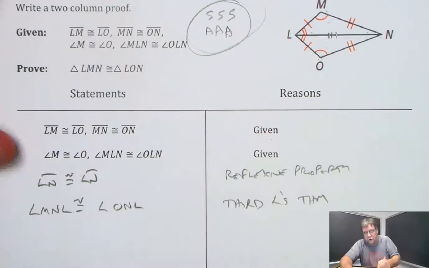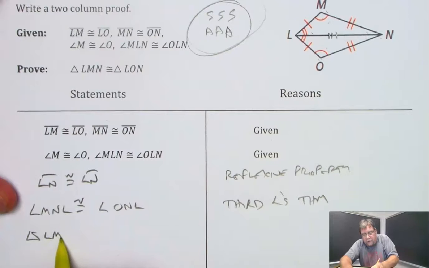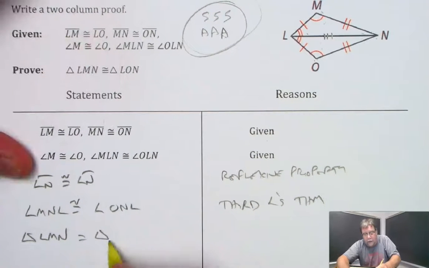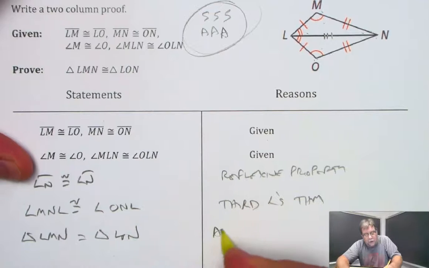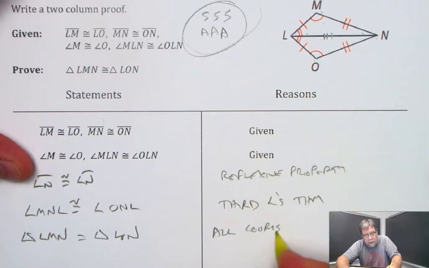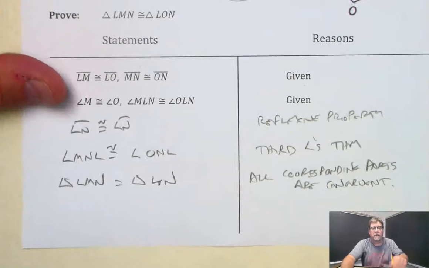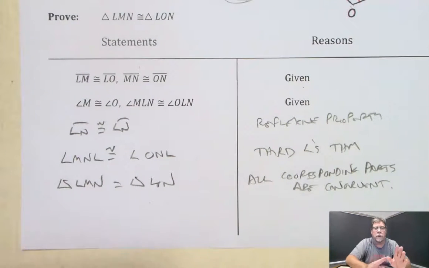Since all 6 things are congruent, we can say that triangle MNL is congruent to triangle LON, and the reason is all corresponding parts are congruent. How do I spell corresponding? There we go. Let you read it now. And that's very important to understand. If you can get all the corresponding parts congruent, you've got the triangles congruent.